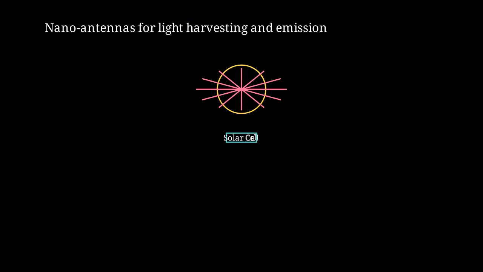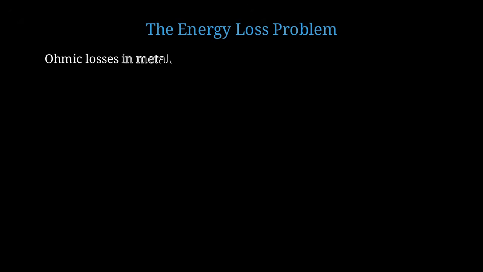Plasmonic nanostructures can concentrate sunlight into thin-film solar cells, dramatically improving their efficiency. But there's a fundamental challenge we must address. Plasmonic systems inevitably lose energy. Ohmic losses in the metal cause plasmons to decay after traveling only micrometers.